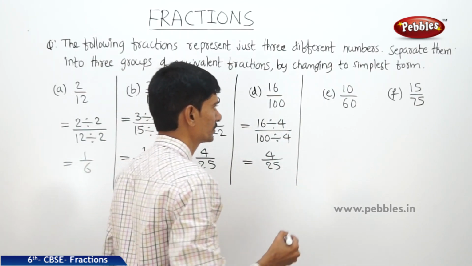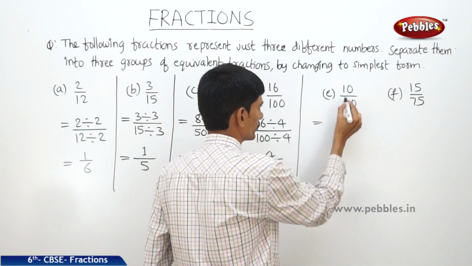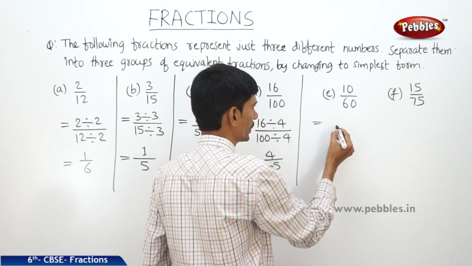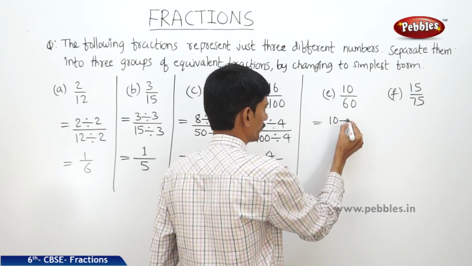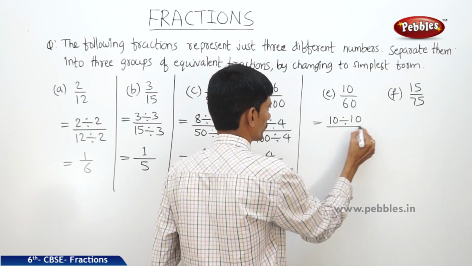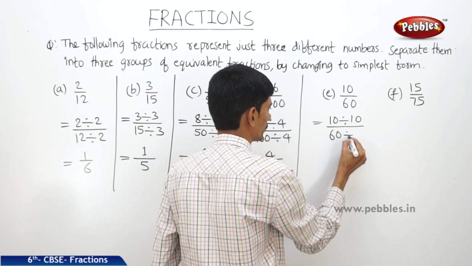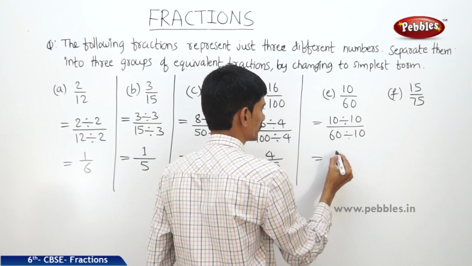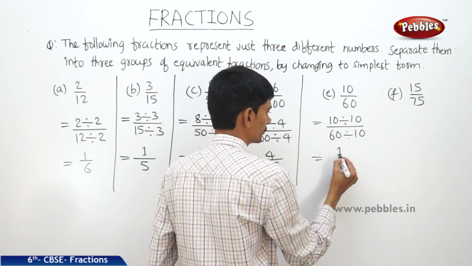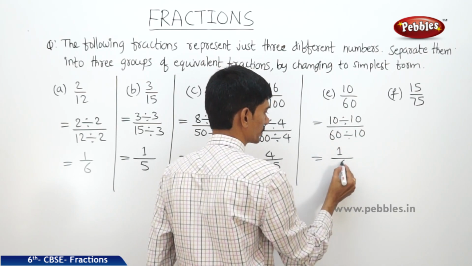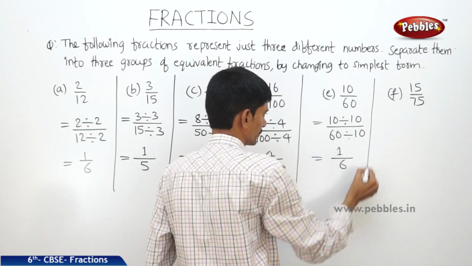Next, 10 by 60. Here both numerator and denominator are divided by 10. So 10 divided by 10 by 60 divided by 10. So we get 10 by 10 is 1, 60 by 10 is 6. So this is 1 by 6.